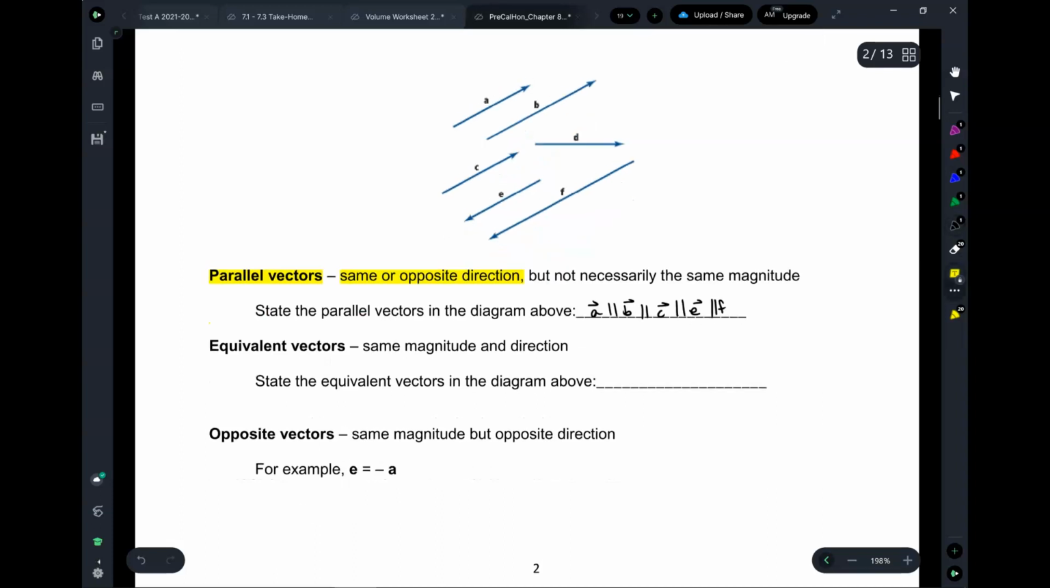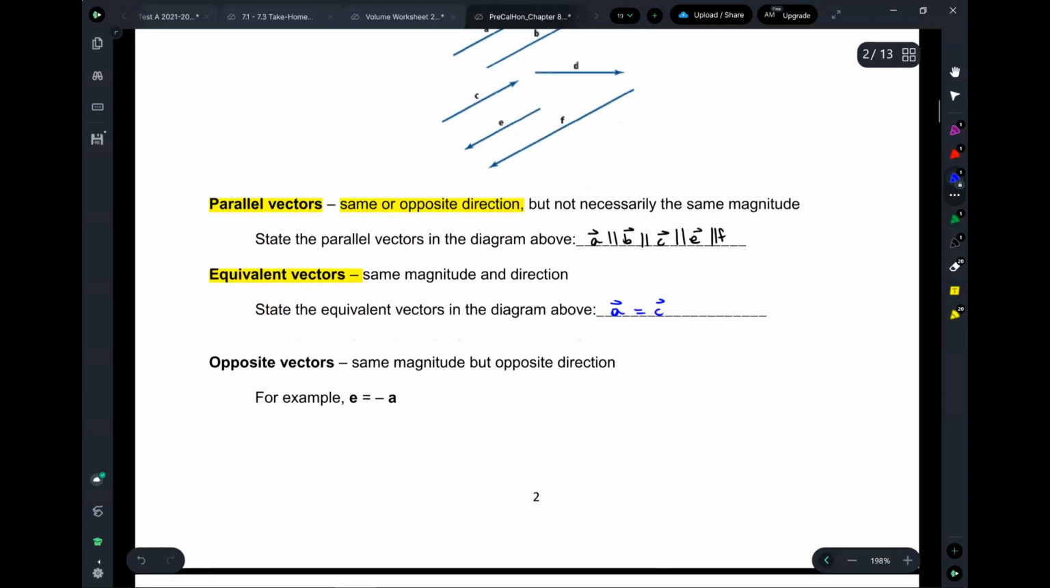Now equivalent vectors are identical vectors. They have the same magnitude and the same direction. So let's take A again. What would you say is an equivalent vector to A? Which one? Okay, so we want the same direction and the same magnitude. So C, right? And so we say vector A is equal to vector C. And so with the real numbers, we know what equality means. With vectors, this is what equality means.